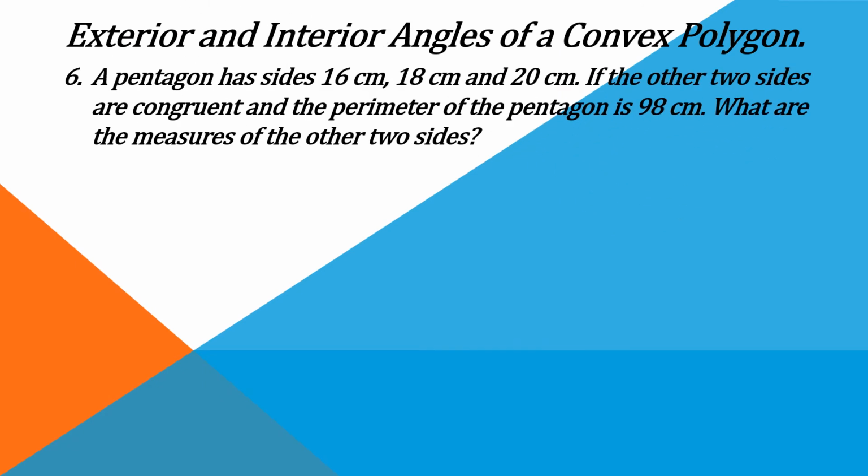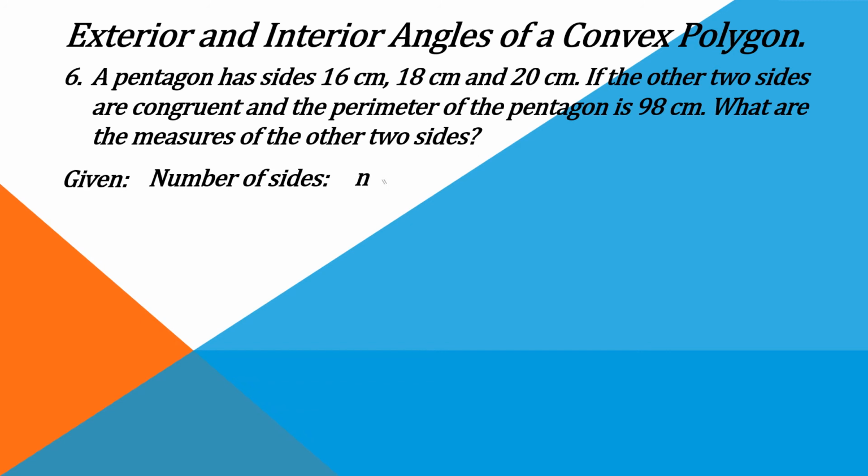Now let us go to problem number 6. A pentagon has sides 16 cm, 18 cm, and 20 cm. If the other two sides are congruent and the perimeter of the pentagon is 98 cm, what are the measures of the other two sides? Now, in this problem, our polygon is not a regular pentagon because it has different lengths of sides. It is 16 centimeters, 18 centimeters, 20 centimeters, and the two other sides are congruent, or they are equal. And the total perimeter is equal to 98 centimeters. And we are required to measure the other two sides of this polygon.